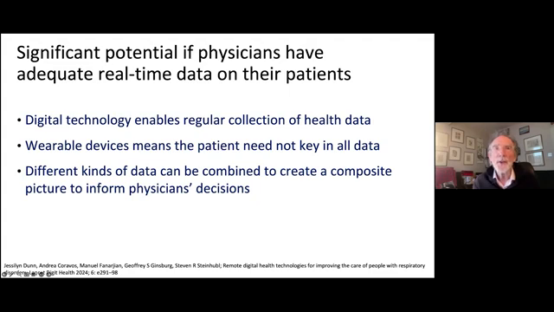And that's where digital technology comes in, because it can enable regular collection of health data. Ideally, it would not involve the patient at all, using wearable devices, so the patient doesn't have to key in any data. But in terms of the patient's symptoms, only the patient can tell us about that. So we have to rely on the patient completing diary card data, but other things such as digitally equipped inhalers to know how often the patients are using their inhalers, that doesn't require patient cooperation. And to me, the really important development is that different kinds of data can be combined to create a composite picture to inform the patient's decisions.